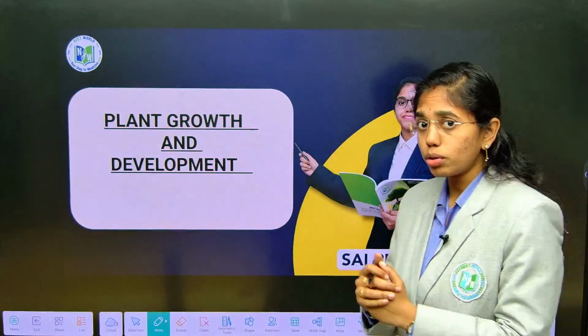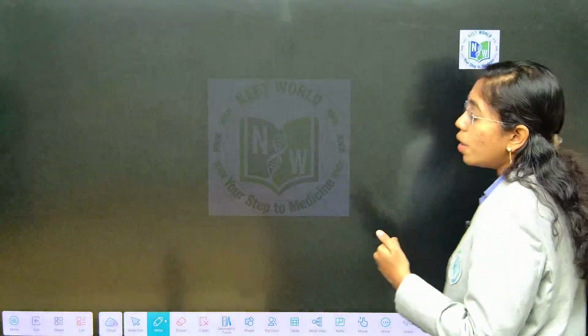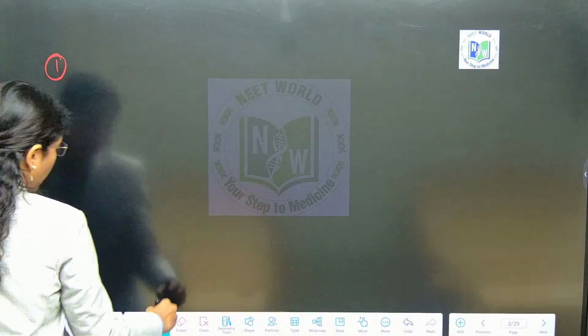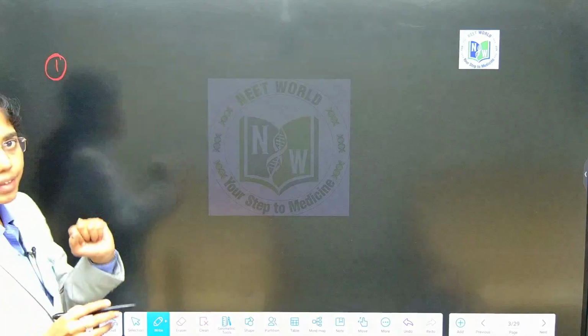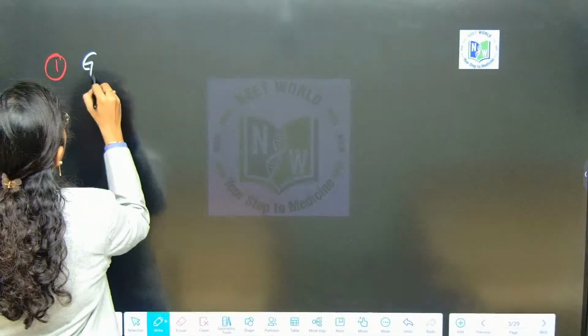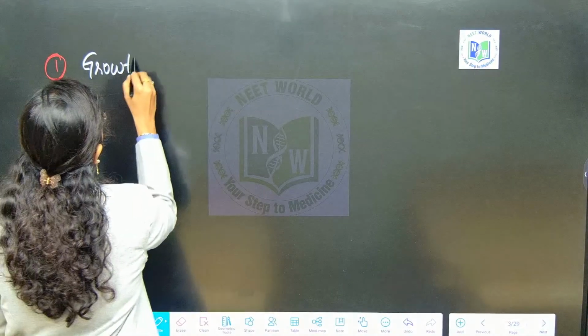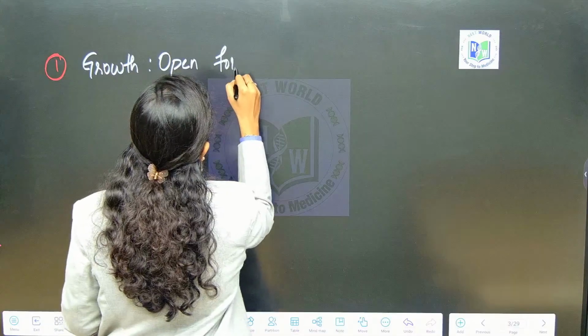We are in the last chapter of the unit Plant Physiology, that is plant growth and development. First, let us go through the contents of this chapter, like what are the concepts that we have to cover from this chapter. First is growth. About growth, which is the characteristic feature of living, we have already learnt in the diversity of living world, but here we have to address the growth which is open form of growth in plants.